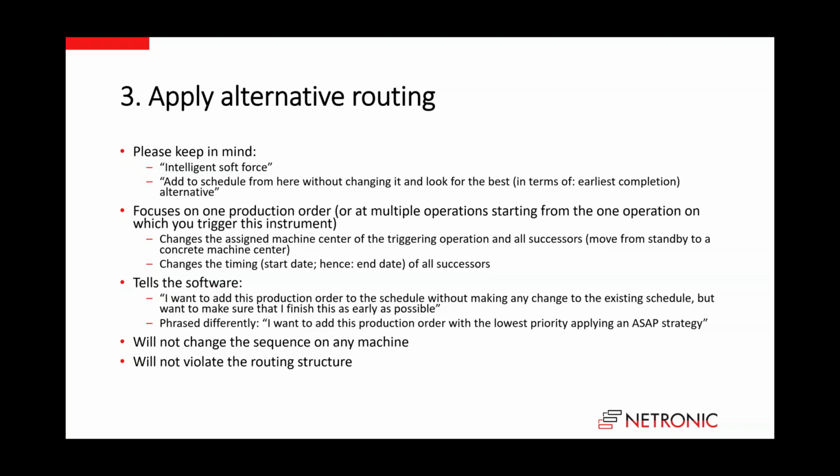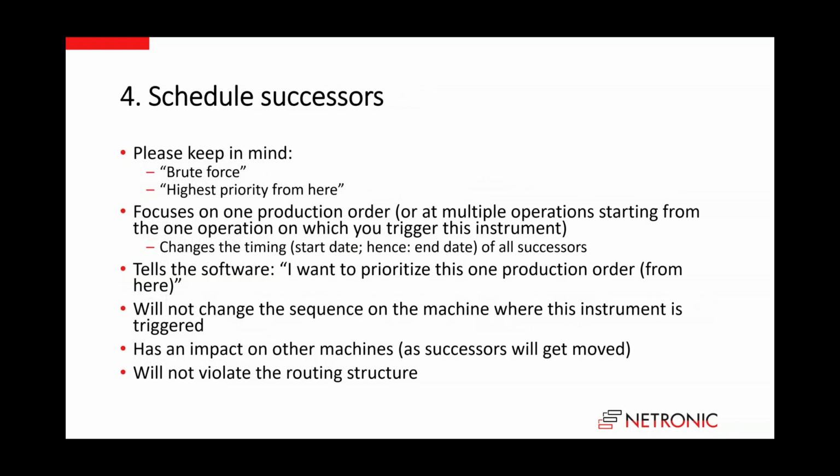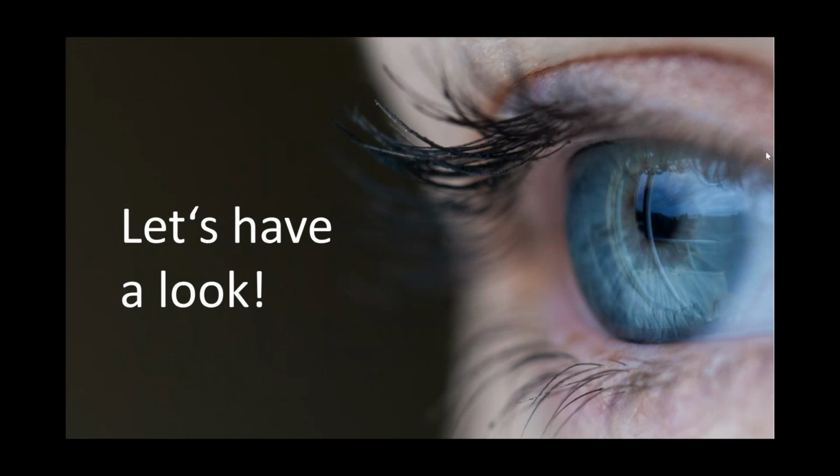And then we have a 4th tool that we call scheduled successors, and this is really brute force because this accelerates a production order from that operation where you actually hit this control, and then it changes all the others. So it is really a tool that helps you to prioritize a production order. It helps you to push through a production order as fast as you can. And so with this, let's first answer the question or questions that came up.